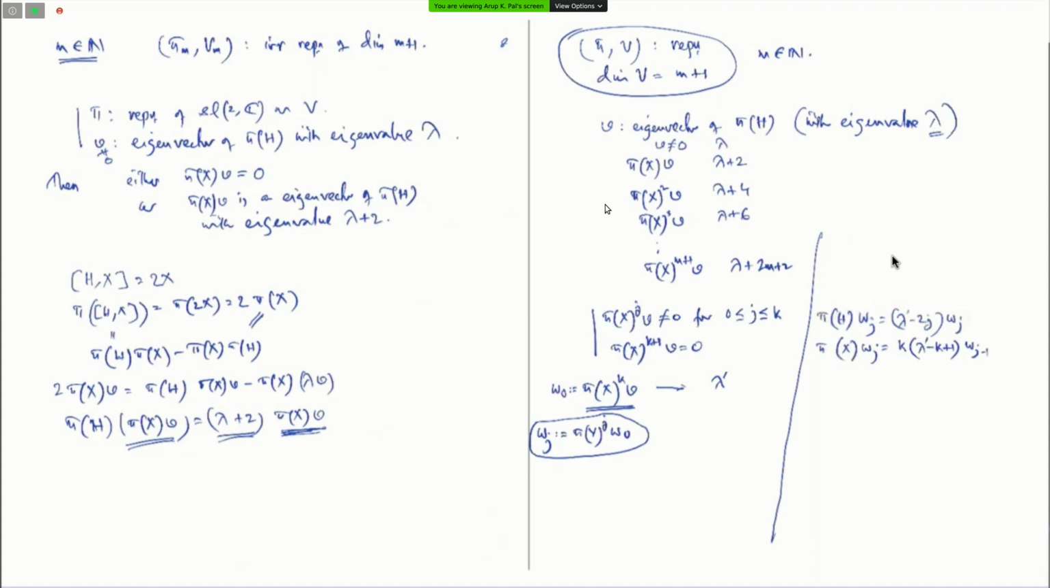So this is for j at least 1, and 0 if j is 0. And pi y w_j, that's of course the way you have defined it, is just w_(j+1) if j is in range, and then 0 otherwise. Now if you compare it with the earlier one, this is not exactly that, right? The coefficients are different.